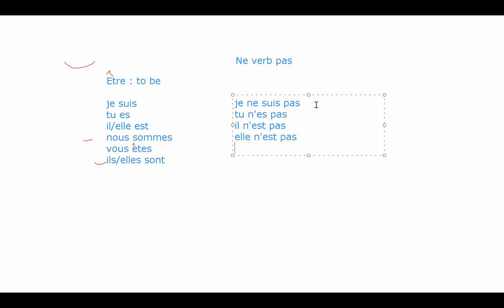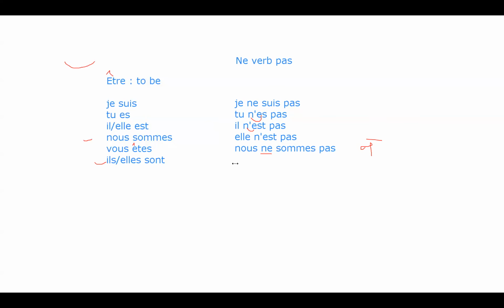Now, nous sommes means we are. So how to negate? Nous, we are not. Nous ne sommes. This one directly gives the sound of ne. Now don't say the other sound. That one is when n and e come together. But this one is simple ne. Nous ne sommes pas. We are not.